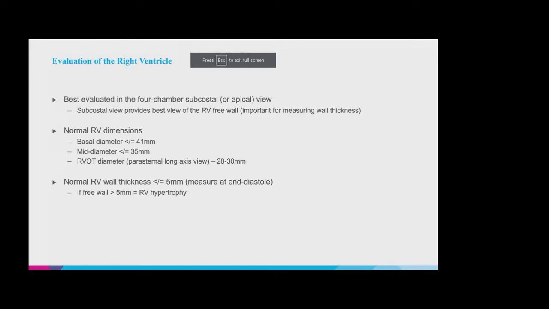Yeah. Okay. And then when we're looking at the parasternal long view, it's going to be a little bit smaller. So it's only going to be 2 to 3 centimeters. And then if you're worried about RV hypertrophy, the cutoff value for measuring the thickness is going to be 5 millimeters. So if it's more than 5 millimeters, that's concerning for RV hypertrophy.